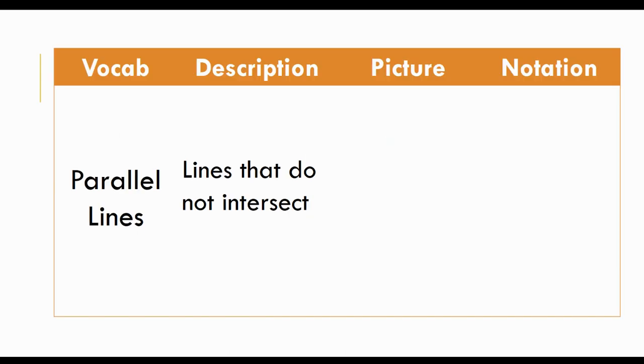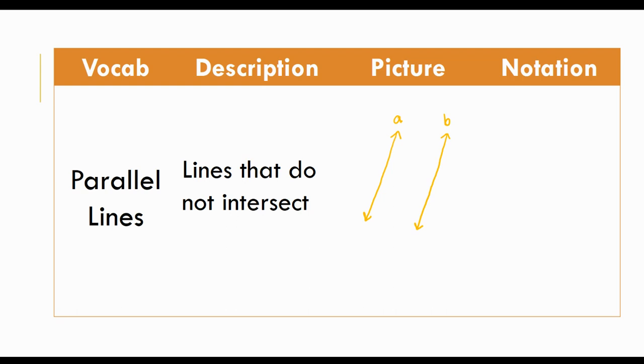So let's define what it means to be parallel. Parallel lines are lines that do not intersect. Okay, so if they don't intersect, that means they will never touch. So if I was to sketch a picture, let me call this line A. Then I need a line that is never going to go through it. So that's line B. Essentially they have the same slope. They're increasing or decreasing at the same rate.